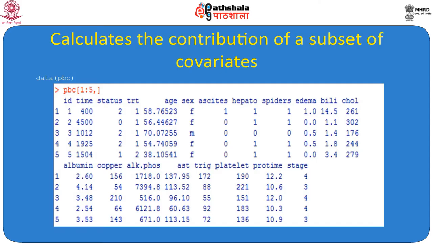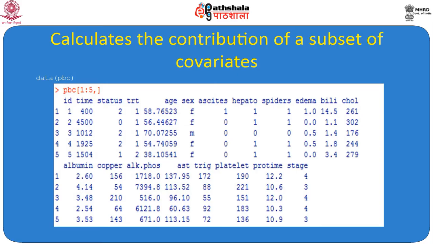Treatment is given as 1 and 2, representing the kind of treatment given. Age is also given, for example 58.76 for the first individual and 56.44 for the second. Sex is given as f for female and m for male. The other biochemical parameters, like ascites, are given as presence or absence, 1 and 0: if absent it is represented as 0, if present as 1. Hepatomegaly, presence or absence, is again given as 1 and 0, and spiders, another parameter, is again given as 1 and 0. Edema, the level of edema, was given as 1, 0 and 0.5.